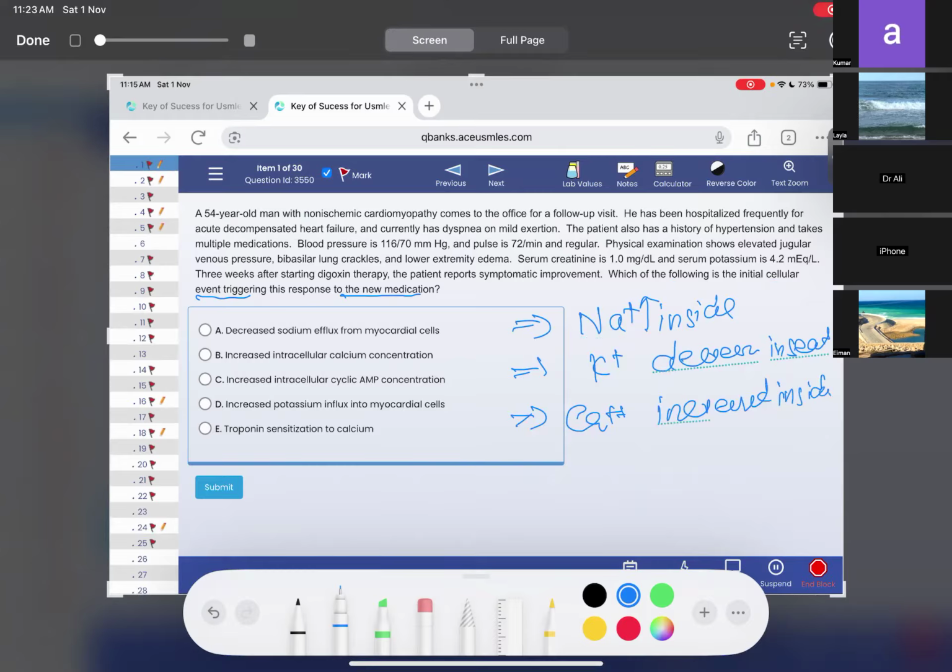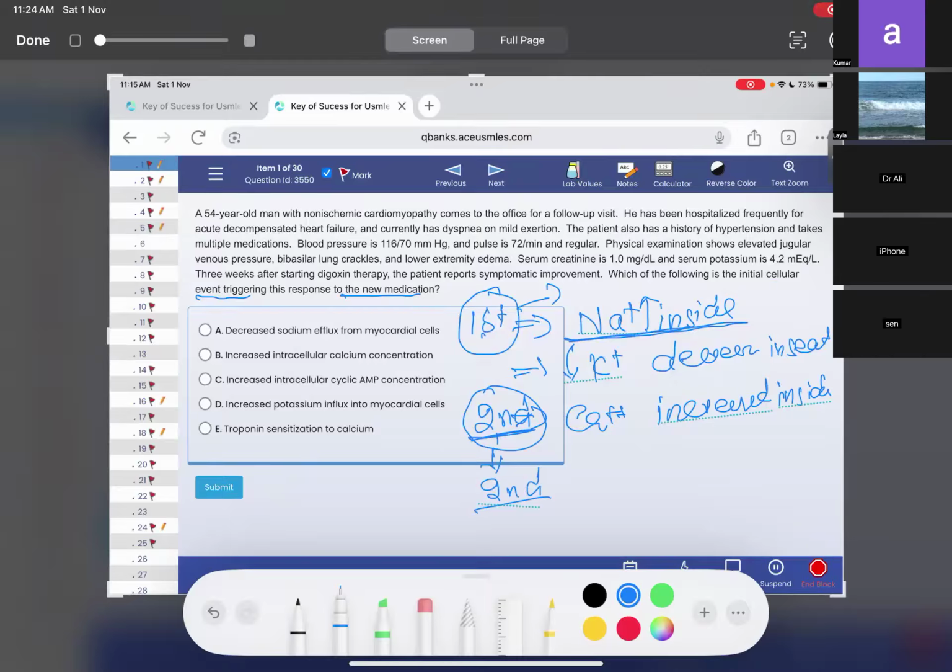So first, sodium increases inside, as a result of which the potassium decreases, and secondly the calcium increases inside. Due to sodium, the calcium increases. So sodium occurs first, and the calcium occurs as a second step. Now you are clear, doctors?